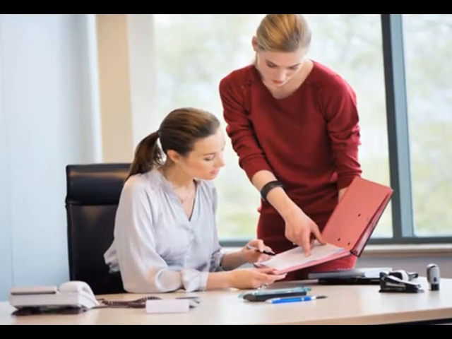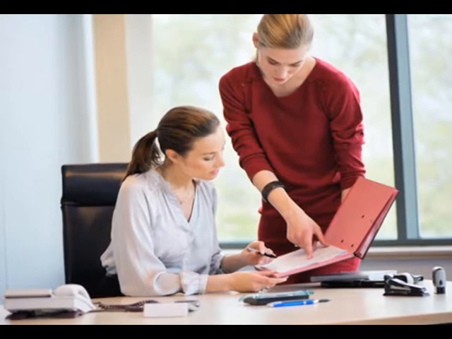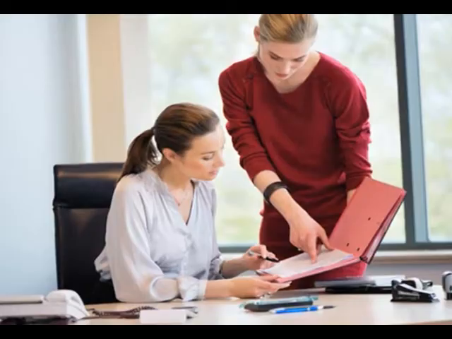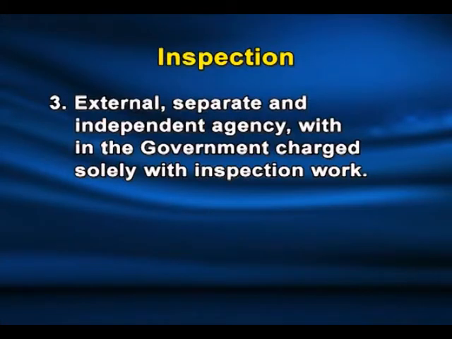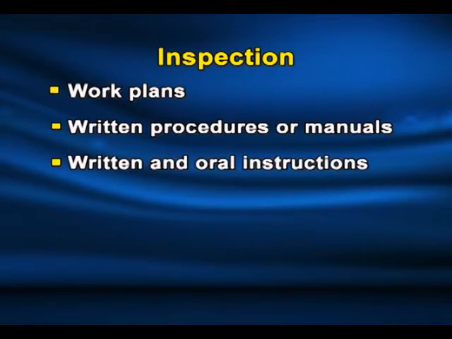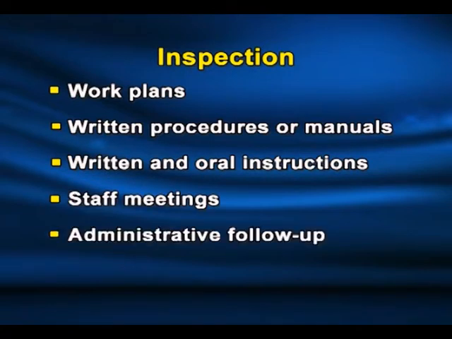Secondly, the administrative agency at the next higher level also has a duty to inspect the working of officers under it. The third system of inspection is to set up an external, separate and independent agency within the government charged solely with inspection work. To the above list of techniques may be added a few more, namely work plan, written procedures or manuals, written and oral instructions, staff meetings and administrative follow-up.